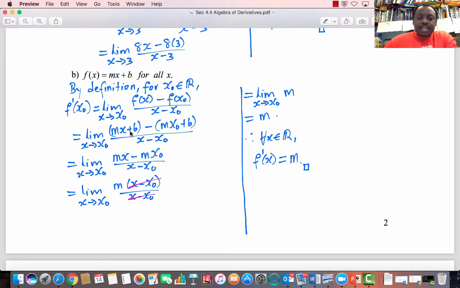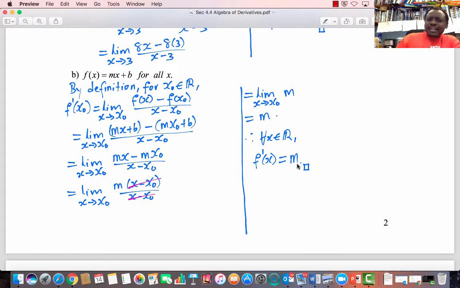F of x is mx plus b. F of x0 is mx0 plus b. All of that divided by x minus x0. b and minus b are gone. I'm left with limit as x approaches x0, mx minus mx0 divided by x minus x0, and I can factorize out my m, and I'm left with x minus x0 divided by x minus x0, which is the limit as x approaches x0 of m, and that is m. Therefore, for every real number x, the first derivative of f is m. And we're done.